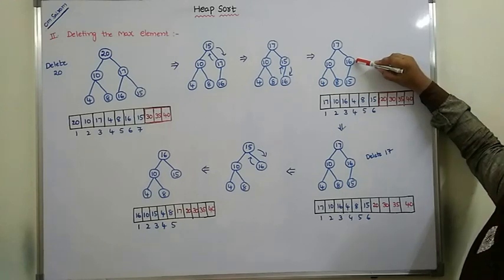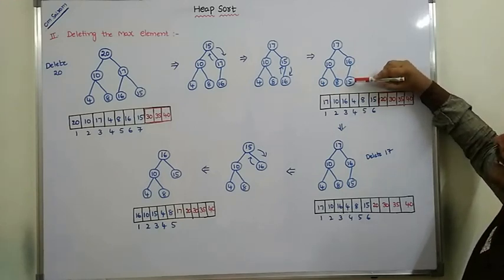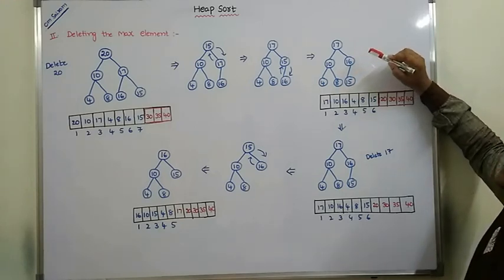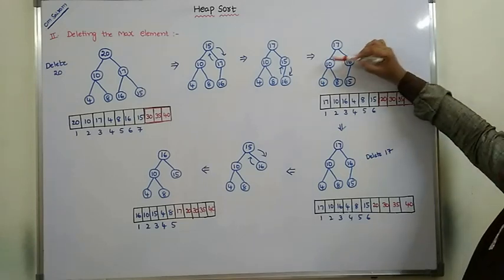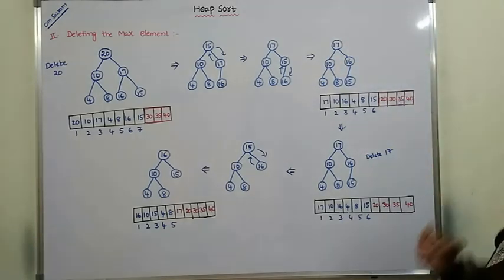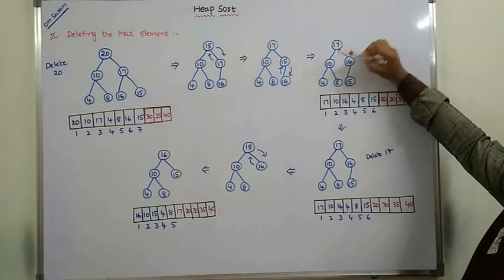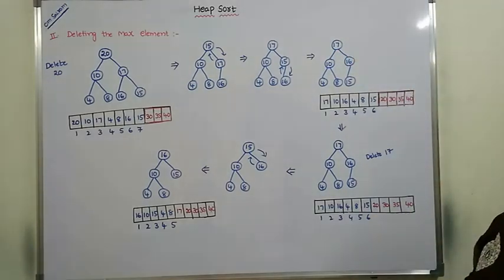15 has only the parent 16. So 16 is greater than 15. Yes, it satisfies the maximum heap property. 10 and 16 have the parent 17. So 17 is greater than 10, and 17 is greater than 16. So both satisfy the maximum heap property.